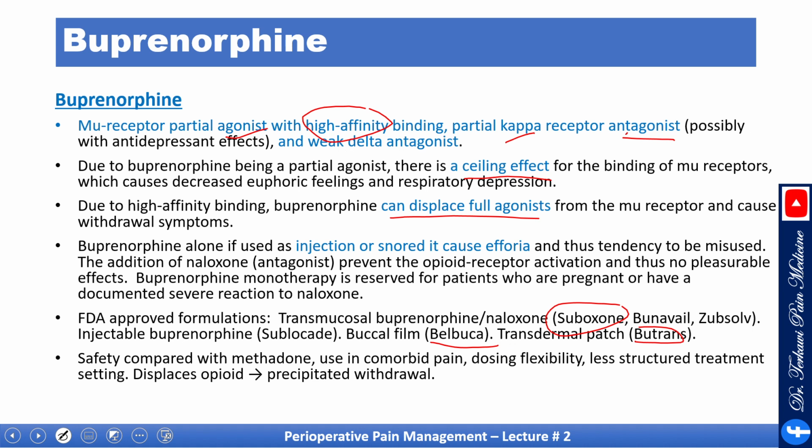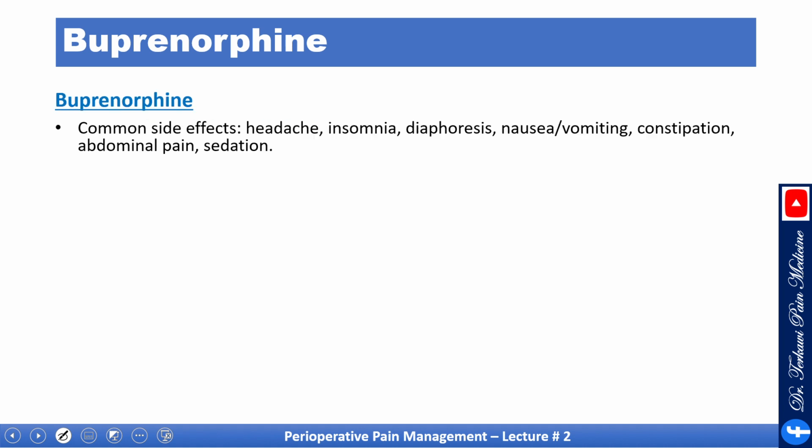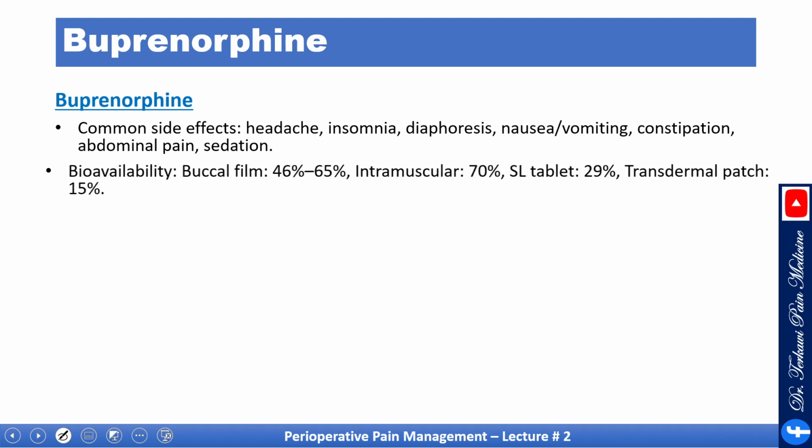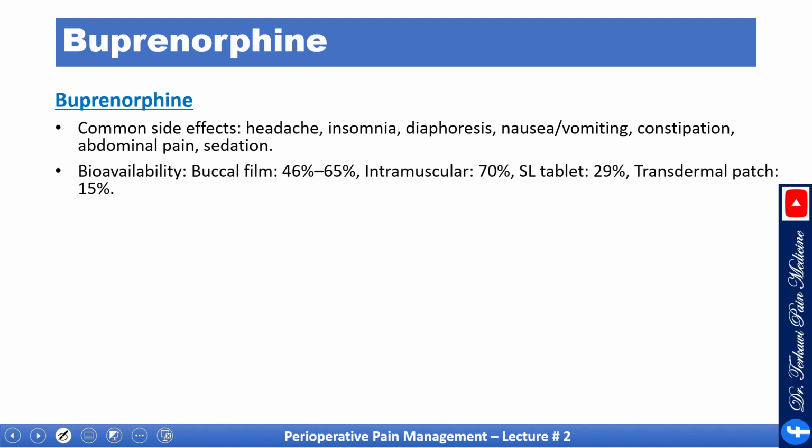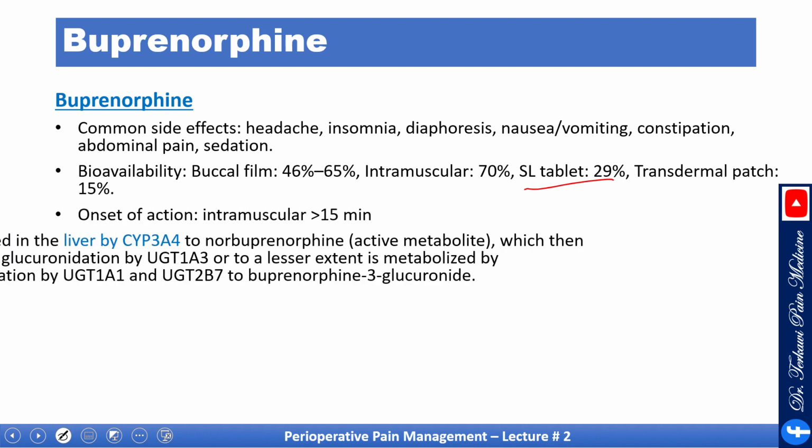but it displaces opioids and can precipitate withdrawal. Common side effects: headache, insomnia, diaphoresis, nausea, vomiting, constipation, abdominal pain, and sedation. Bioavailability varies between the buccal film, intramuscular, which is more, sublingual, very low, and transdermal patch, also very low. Onset of action is about 15 minutes for intramuscular.